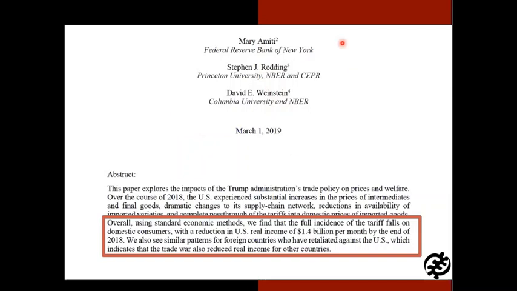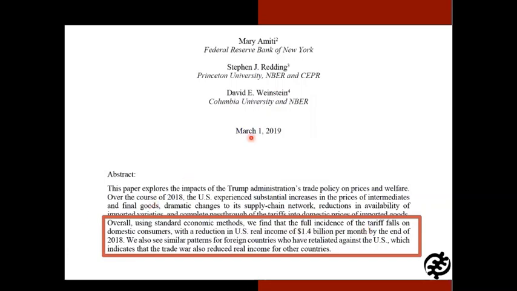These three, back in March 2019, were looking at the effect of the taxes. Using standard economic methods, we find the full incidence of the tariff falls on domestic consumers. Translation: the tax, the tariff, is not paid by foreigners. All the money of the tax is paid by domestic consumers, with a deduction in US real income of $1.4 billion a month. That's your deadweight loss. $1.4 billion a month.